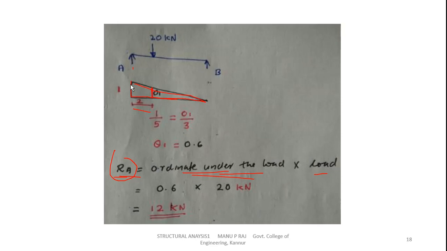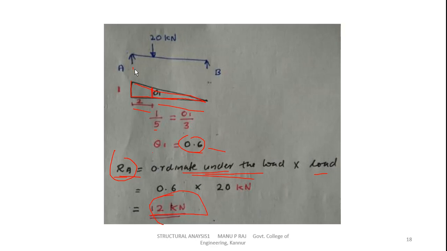1 by the total length L, 5, equals this ordinate O1 divided by this length, which is 3, since the total length is 5 and this is 2, so 5 minus 2 equals 3. So the ordinate O1 equals 3 into 1 divided by 5, which is 0.6. No need to write any unit here, just the magnitude 0.6. This is the ordinate under the load, and the load value is 20 kilonewton. So 0.6 into 20 kilonewton gives 12 kilonewton as the reaction. You can check using other methods or equilibrium equations.